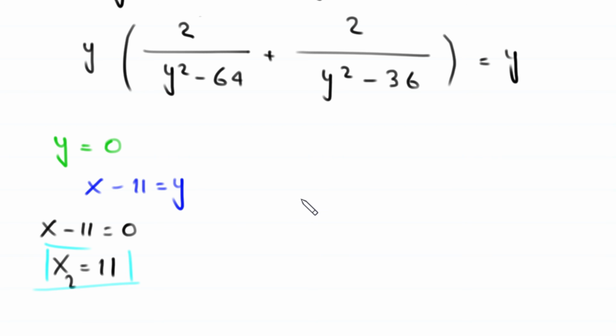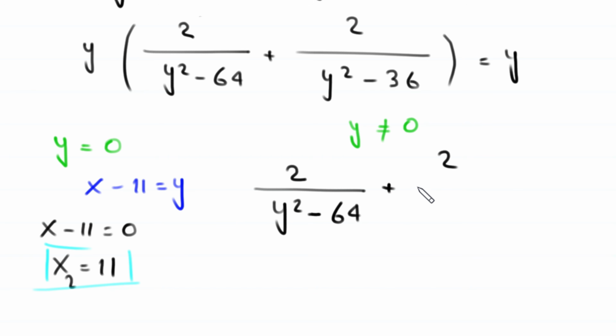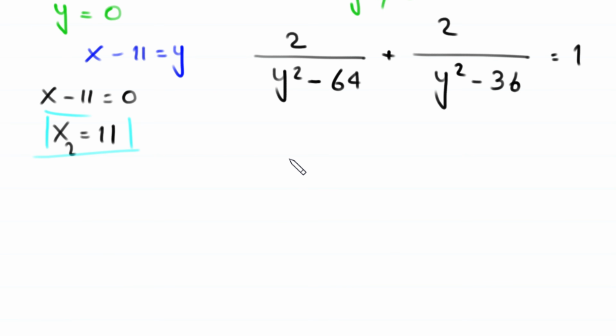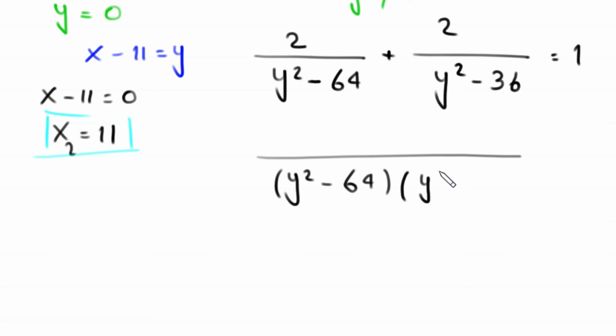In the second case, when y is not equal to 0, we can divide both sides by y. So this will become 2 divided by y squared minus 64 plus 2 divided by y squared minus 36 equal to 1. Take LCM of these two denominators. The LCM is y squared minus 64 times y squared minus 36.